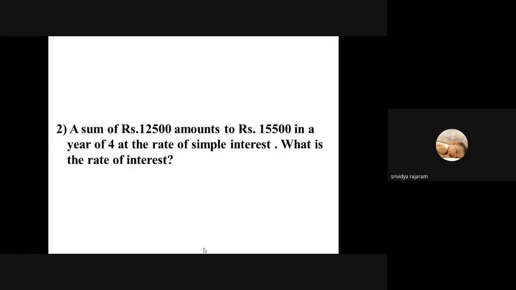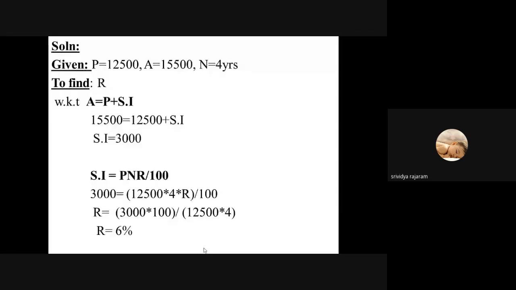So the formula we know is SI is equal to PNR by 100. If we use this SI is equal to PNR by 100 formula first to calculate the rate of interest, we know the value of P, we know the number of years, but we don't know the value of simple interest, right? It is not mentioned in the question. So we cannot use the SI is equal to PNR by 100 formula directly. So first we have to find the value of simple interest.